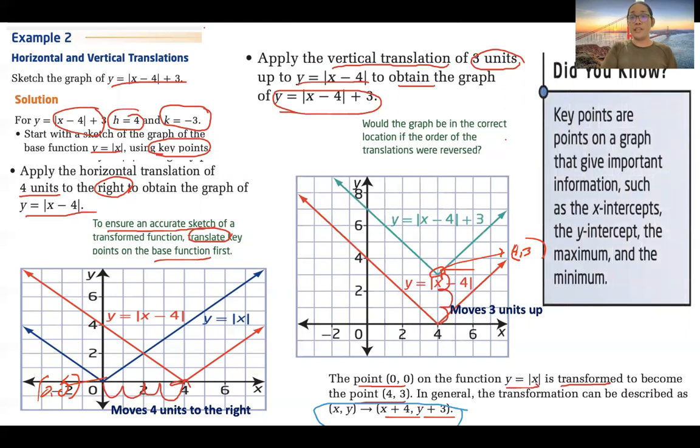And of course, another thing that I want you to think about: key points are points on the graph that give important information, such as the x-intercept and y-intercept, the maximum and the minimum value.